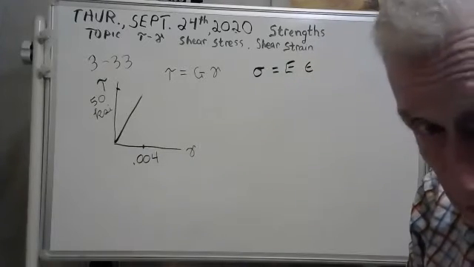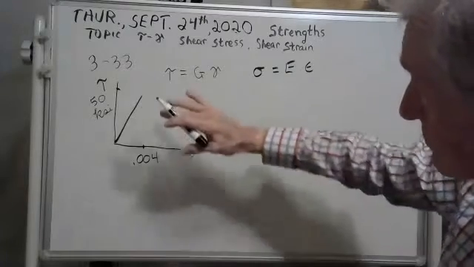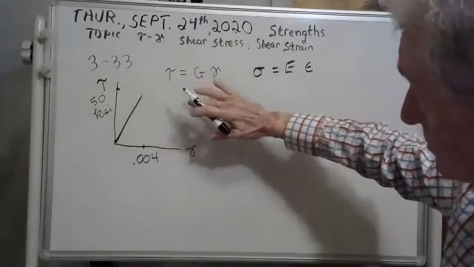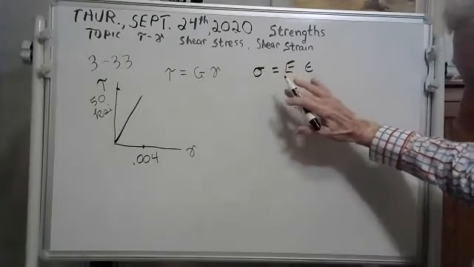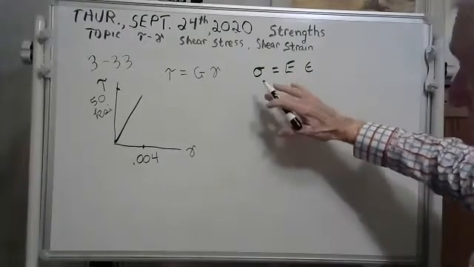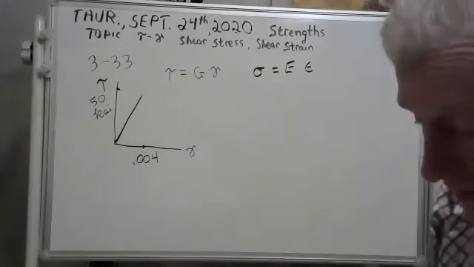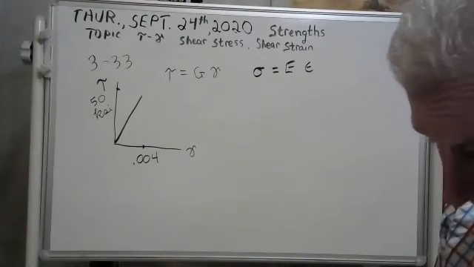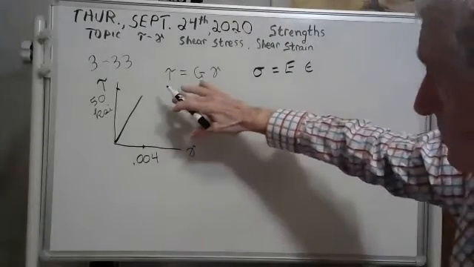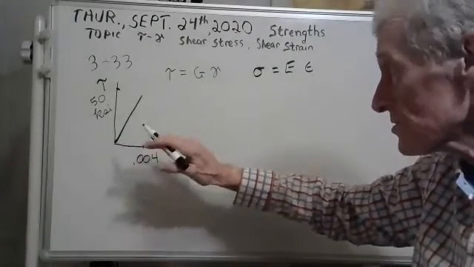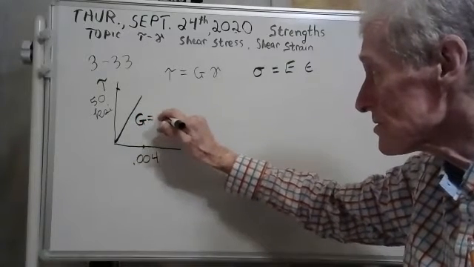These are just both different versions of Hooke's law. This one's for shear stress and shear strain. This one's for normal stress and normal strain. They call this the modulus of elasticity, and they call that the modulus of rigidity. They have fancy names. But all this is just this slope here. It's just the slope. This G thing is equal to the slope.